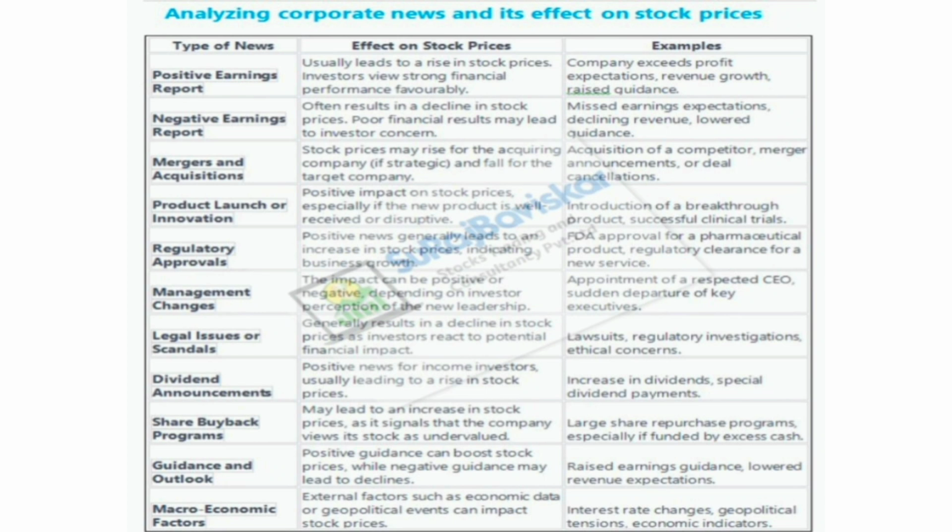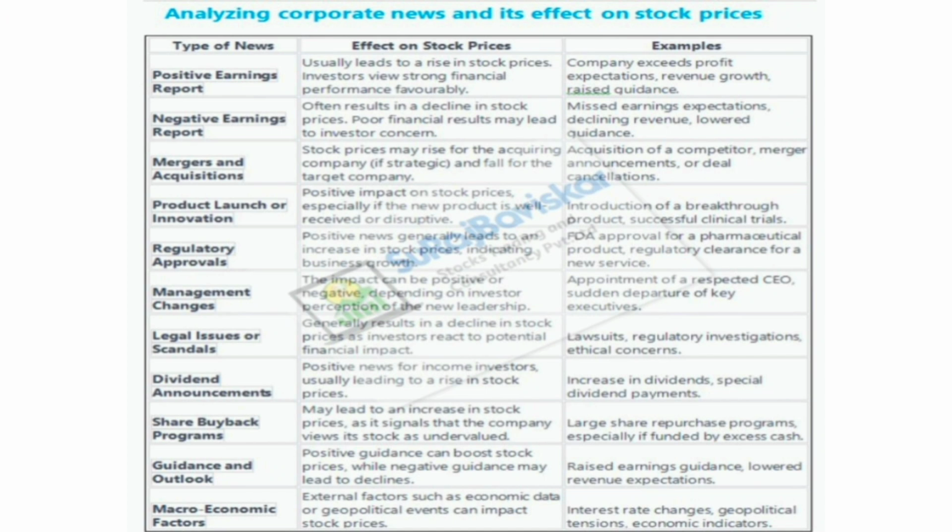Next aspect of news is guidance and outlook. Positive guidance can boost stock prices, while negative guidance may lead to a decline in prices. So raised earning guidance, lowered revenue expectations. In 2020, after the COVID-19 issue, most of the companies gave lowered revenue expectations because of non-performance of their operations. So at that time stock prices declined. You might have seen that.